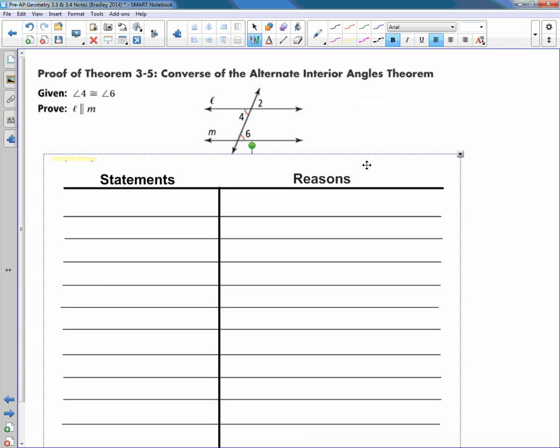Okay? Let's try a proof. Are you ready? Let's put it on notebook paper if you can't find it. 4 is congruent to 6. Let's prove that L is parallel to M. The first one would be what? 4 is congruent to 6. Good. And that's going to be what? The given. Okay? Now, what else do I need to say from here?